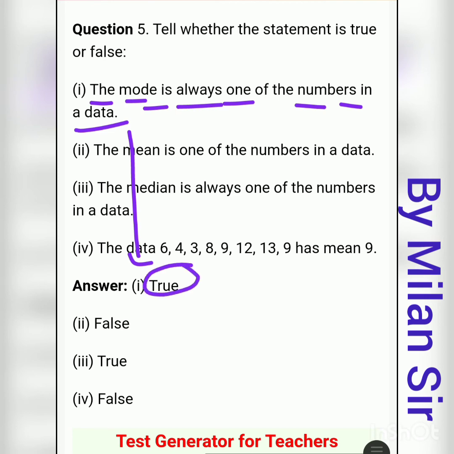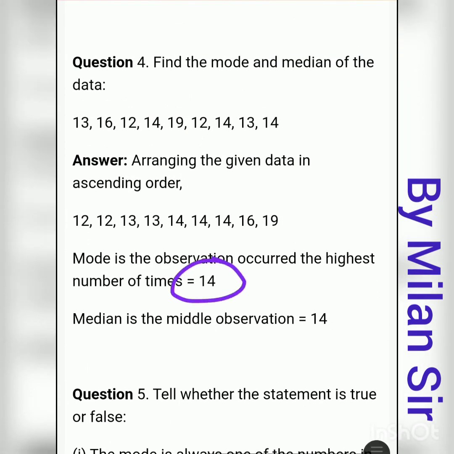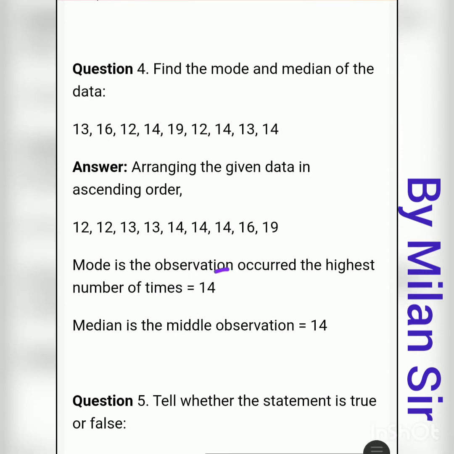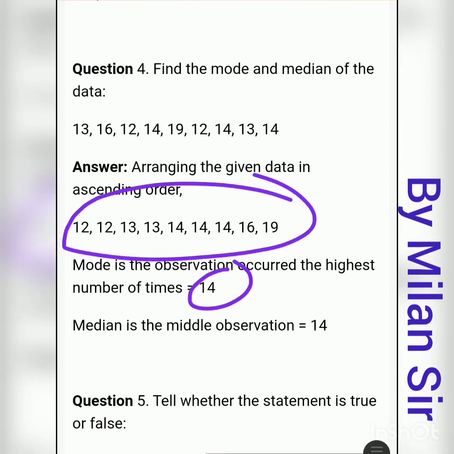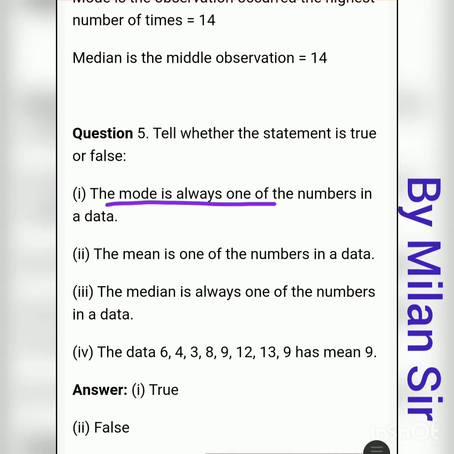So it's true. That means here our answer of mode is 14, right? But this answer we got from the data. This answer we get from the given data. So mode is always there in the given data. So the mode is always one of the numbers in the data. It's true.